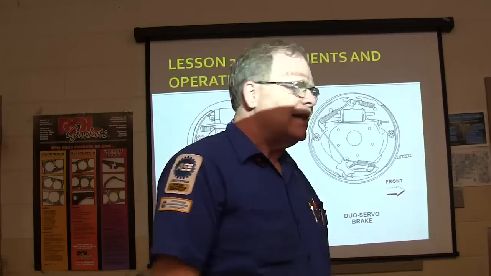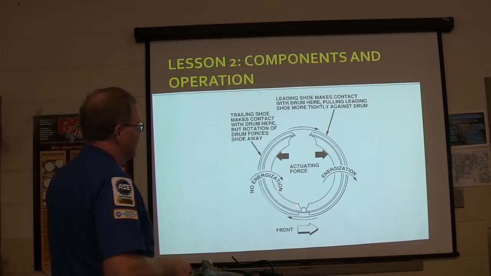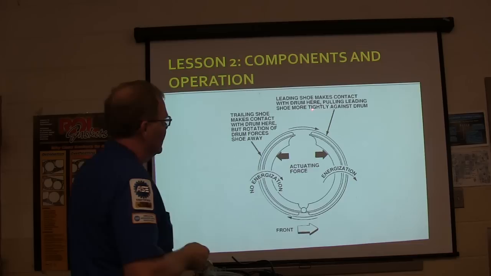What kind of brakes have y'all been doing on the table? Duo servo. Duo servo is what this is. There's leading trailing. All right. Now you might notice your leading trailing is anchored on the bottom and the wheel cylinder is on the top. So the trailing shoe makes contact with the drum here, but the rotation of the drum forces the shoe away. The leading shoe makes contact with the drum here. And you need to stop going forward and backwards, so either way it works. All right. There's your duo servo.